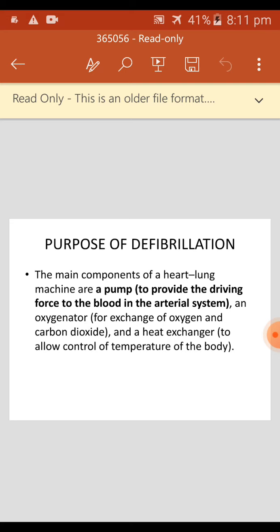The main components of a heart lung machine are a pump to provide the driving force to the blood in the arterial system, an oxygenator for exchange of oxygen and carbon dioxide, and a heat exchanger to allow control of temperature of the body. First one, roller pump. DeBakey blood pumps are based on the displacement principle and deliver blood through a tubing segment from the pump housing using rotating rollers.